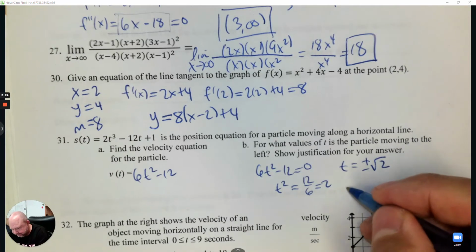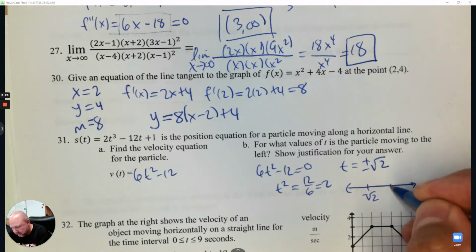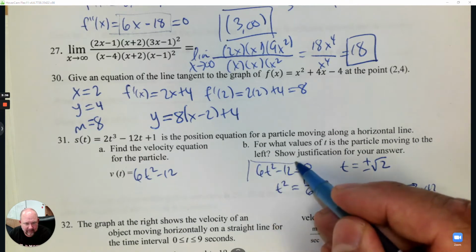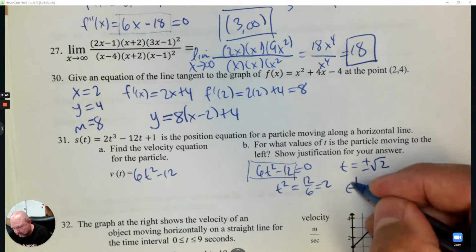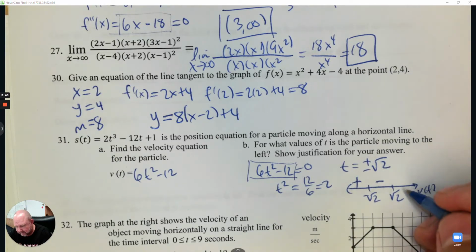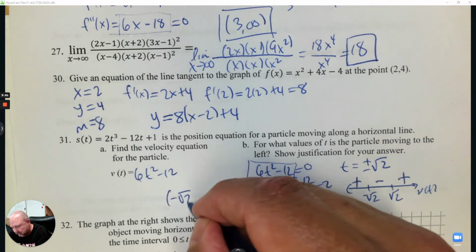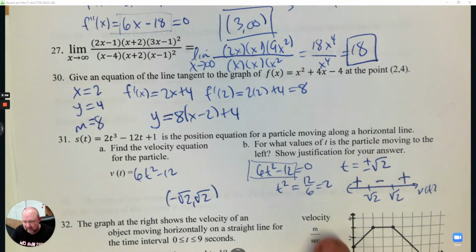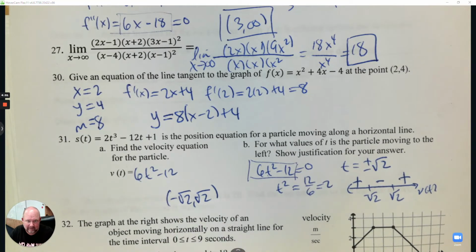Draw a number line. This is the velocity number line. It has negative root 2 and positive root 2. Pick a number smaller than negative root 2 and see what answer you get, if it's positive or negative. So like negative 30. That's going to give a positive answer. Plug in 0 and then plug in positive 30. And the question is, when is it moving left? And you can see that it's moving left from negative root 2 to positive root 2. Justification is the work you're showing with the number line and showing that the interval where it's moving left is right there.